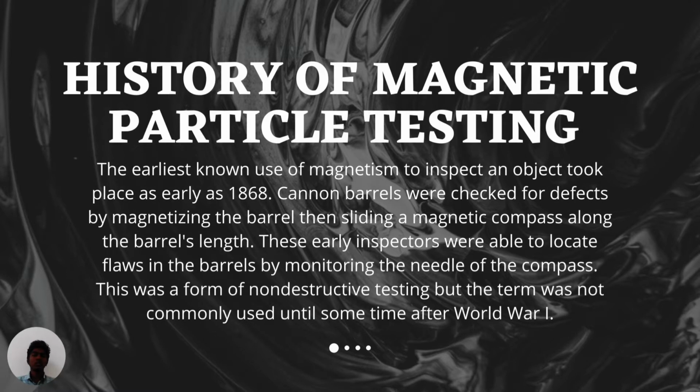History of magnetic particle testing. The ancient Greeks were the first to discover this phenomenon in a mineral they named magnetism. Plücker, Bridgman, Becquerel, and Faraday discovered that all matter, including liquids and gases, was affected by magnetism, but only a few responded to a noticeable extent. The earliest known use of magnetism to inspect an object took place as early as 1868.